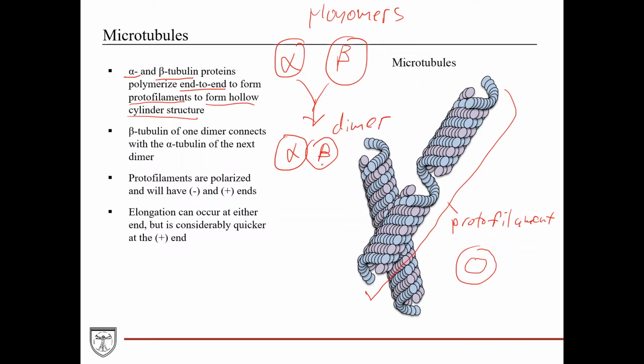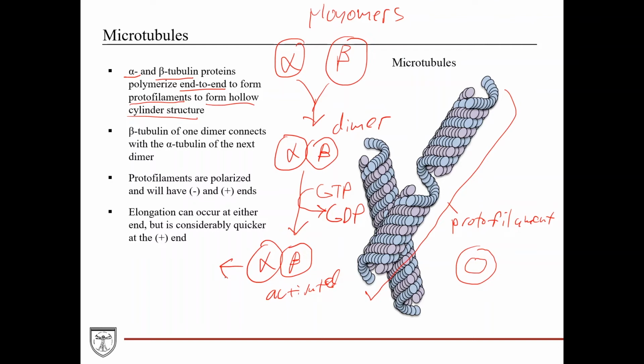And then these dimers have to get activated by GTP, so they need an input of energy. So you use up a GTP, and this gives you a GDP. So then you've got this activated alpha-beta dimer. So we'll say activated down here. So then the way you get from here to one of these protofilament structures is then it's got to join end to end with another activated alpha-beta dimer.